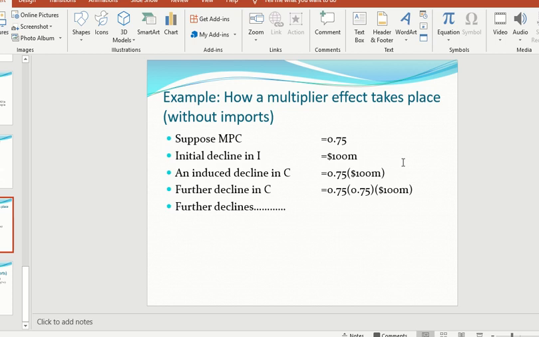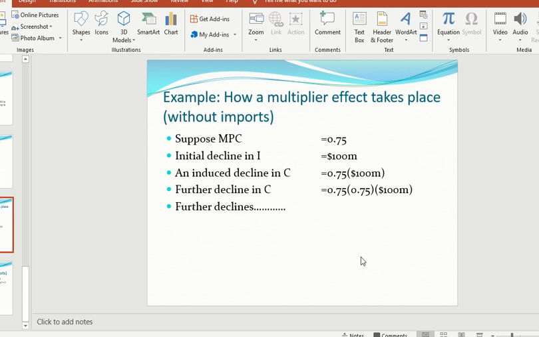So all these retailers or all these other economic entities that are affected will also cut down on their consumption, because together they experience a loss of income of $75 million. So now they will cut their consumption by 75% of $75 million. That's a further decline in consumption. Okay? So the story goes on and on.